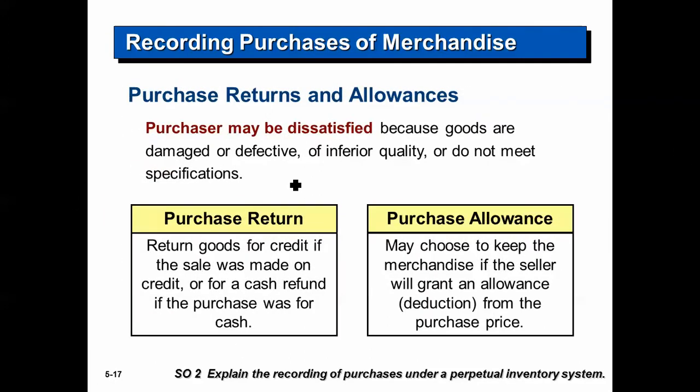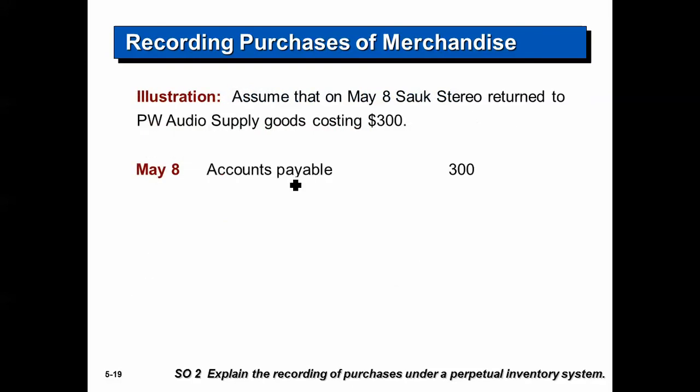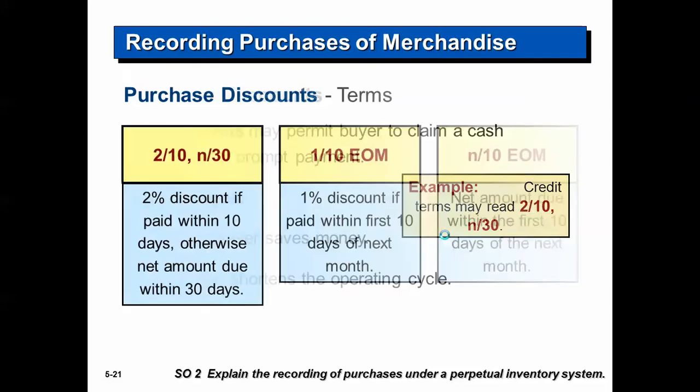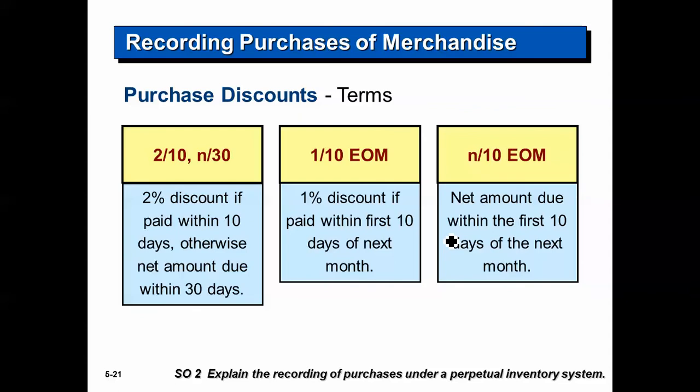Now, sometimes people return their goods or they want an allowance because they're not satisfied with the goods. So we reduce accounts payable and we give them back the inventory. Sometimes they want a discount, credit terms. Sometimes we give credit terms of 30 days, but if you pay within 10 days, you take a 2% discount. And 30 means you get no discount after 30. So 1/10 EOM means the discount is paid within the first 10 days of next month.